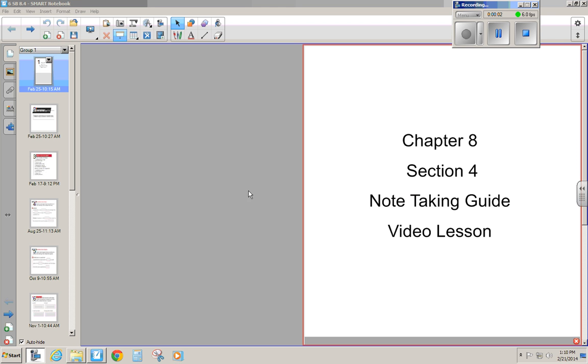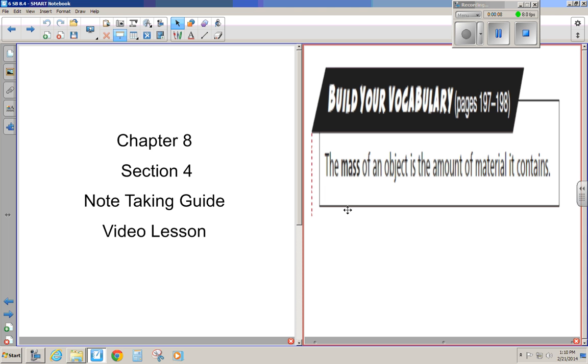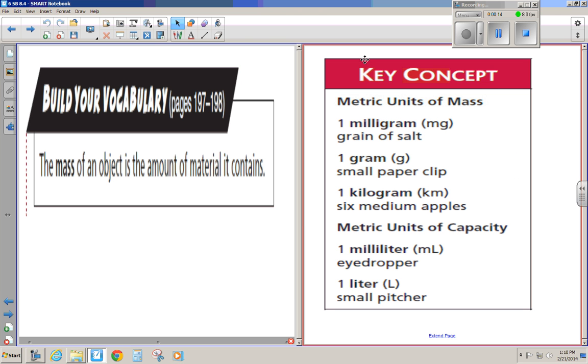Welcome to Chapter 8, Section 4, entitled Mass and Capacity in Metric Systems. The mass of an object is the amount of material it contains. Here are some key units for mass: milligram, gram, kilogram. Capacities would be milliliters or liters. Those are the metric units of mass and capacity.